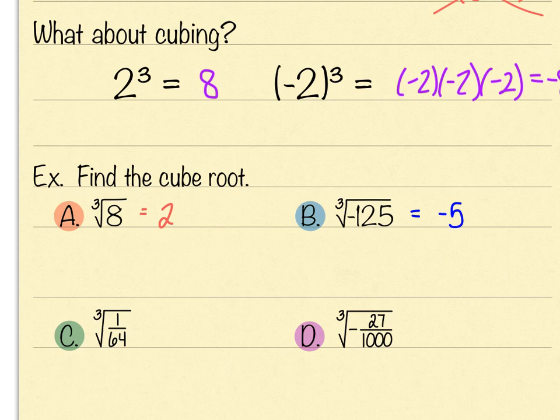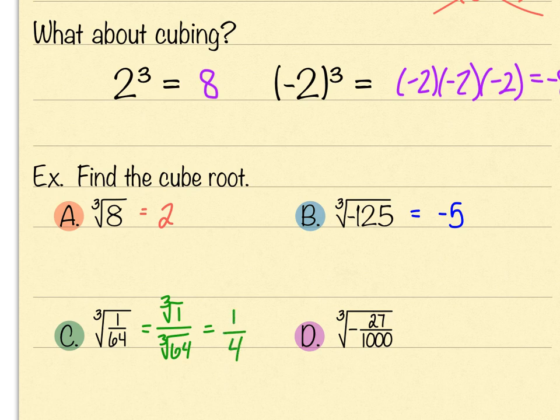Example C: when we square root fractions, we square root the top and bottom, and when we cube root fractions, we cube root the top and bottom. So it's just like before, the cube root of 1 over the cube root of 64. So that's going to be 1/4.